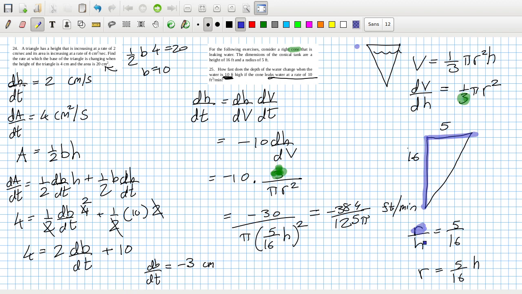So the radius over the height, if you were to shrink that down, it'd still be 5 over 16. So okay, that's right. The radius being 5 over 16 times the height, that's right. So that looks okay to me. And how fast does the depth of the water change when the water is 10 feet high, if the cone leaks water at a rate of 10?